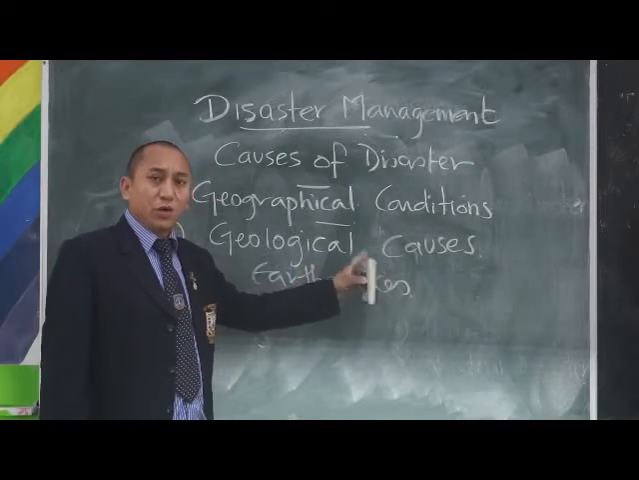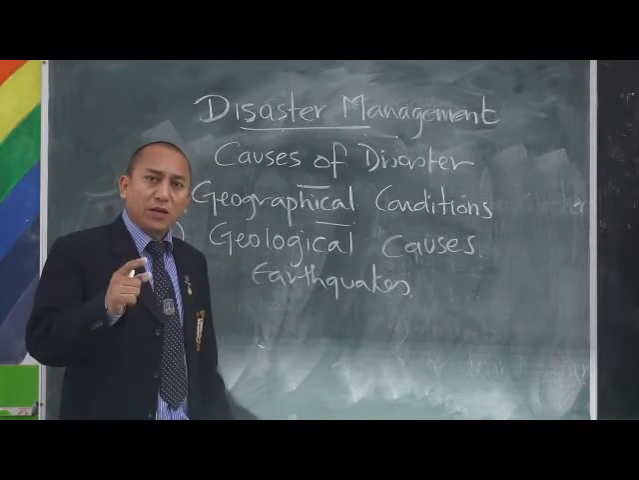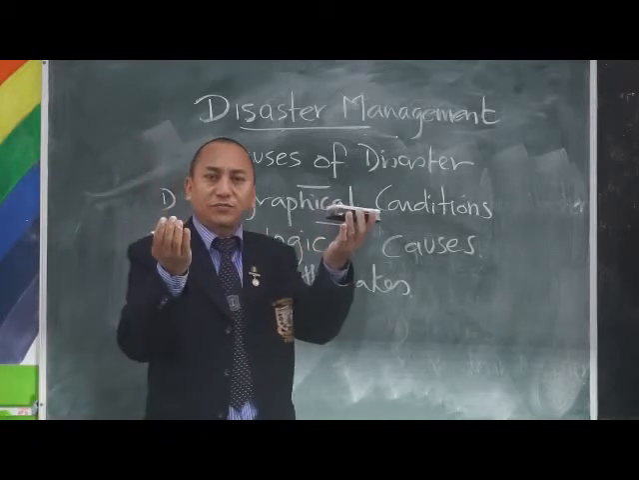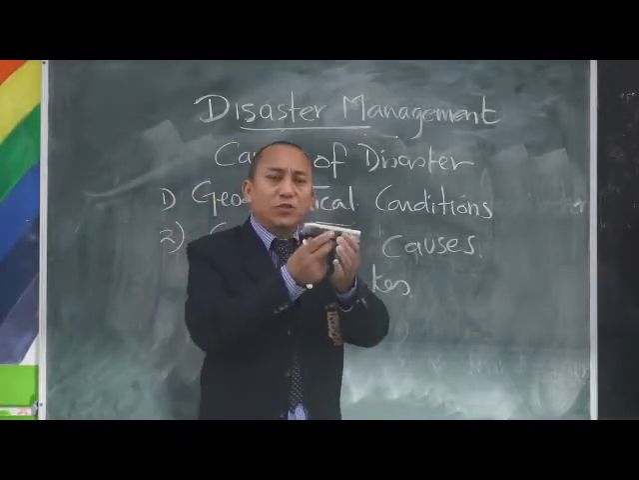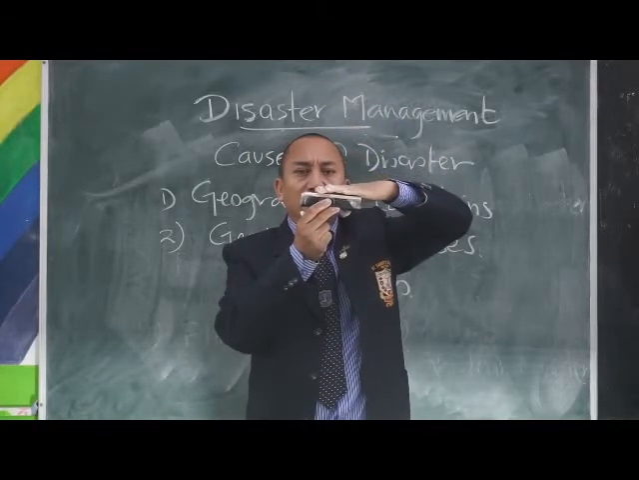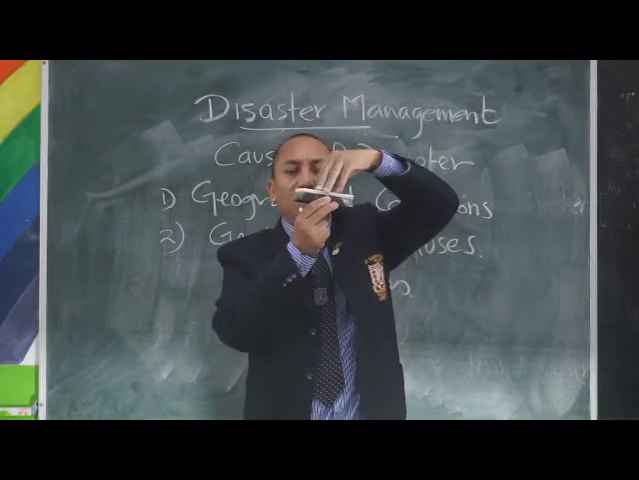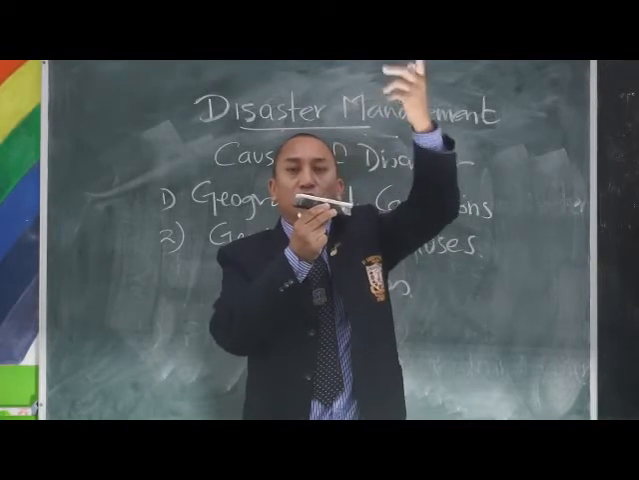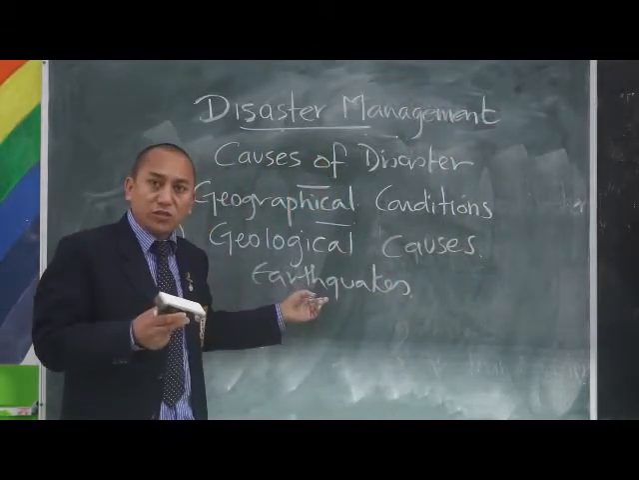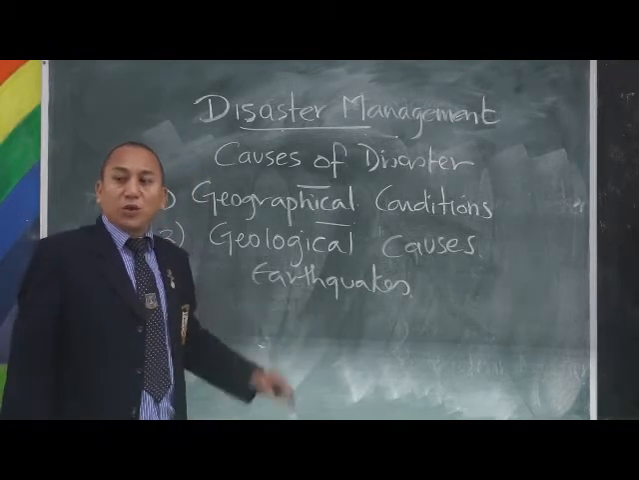Geological causes. What are the geological causes which cause disaster? Earthquakes, number one. It is the movement of the tectonic plates. Under the Earth's surface, when you go from the mountains and go inside, we have the tectonic plates. And when these tectonic plates move, with the mountains on top, it results in vibration being caused on top, whereby we feel earthquakes. That is a geological cause.